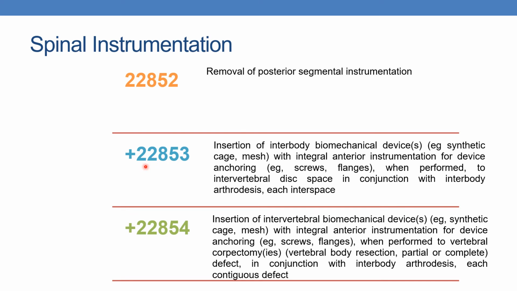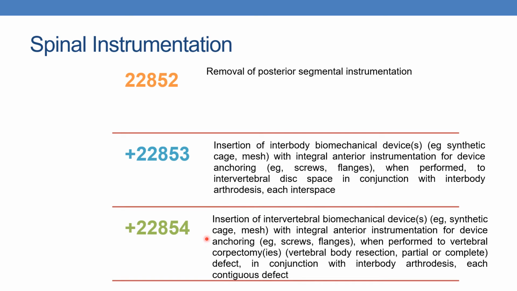The next is add-on code plus 22853, which is insertion of interbody biomechanical device, example, synthetic cage or mesh with integral anterior instrumentation for device anchoring, example, screws and flanges, when performed to intervertebral disc space in conjunction with interbody arthrodesis, each interspace. This code must be used in conjunction with interbody arthrodesis.